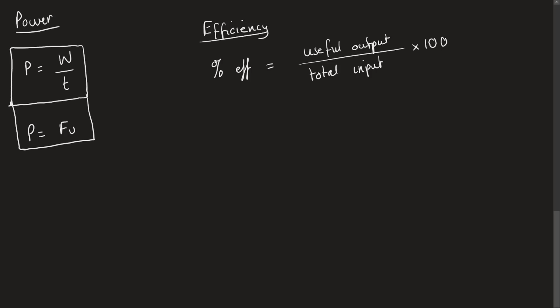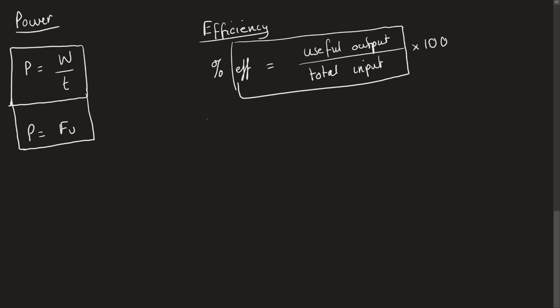Okay, in your formula sheet you won't be given the percentage part, you will just be given that the efficiency is the useful output divided by the total input. In order to make it a percentage you just have to times by 100. Now why did I get rid of the E? That's because I can think about efficiency either in terms of energy or in terms of power.